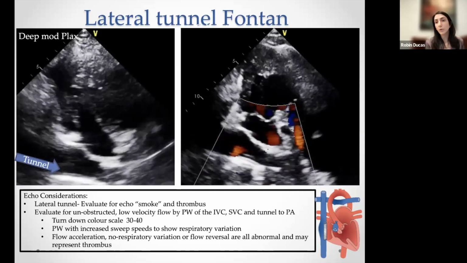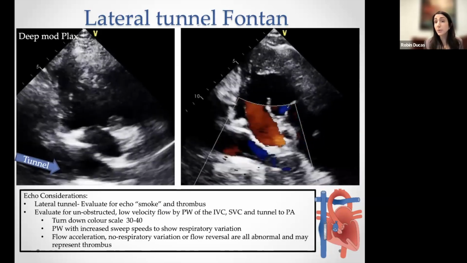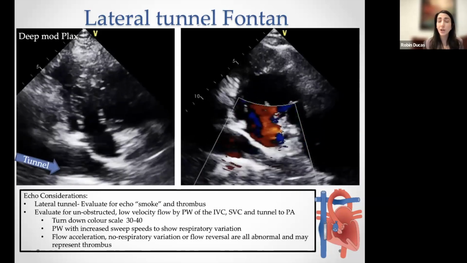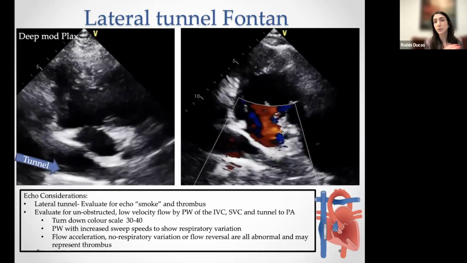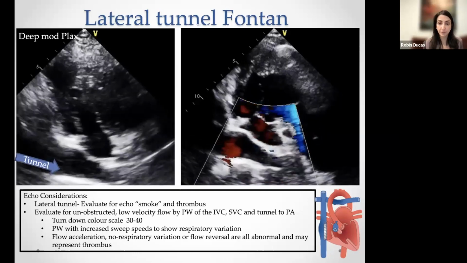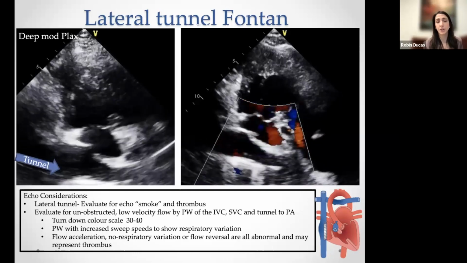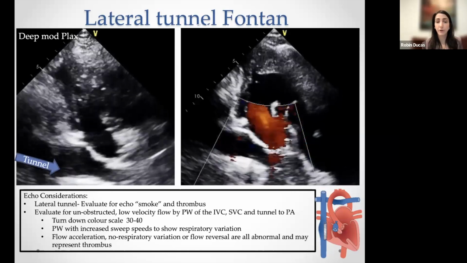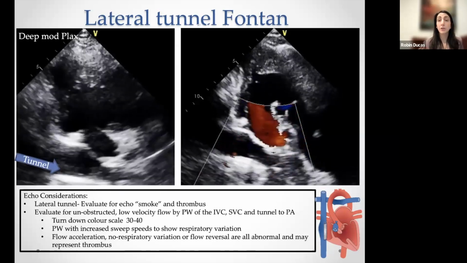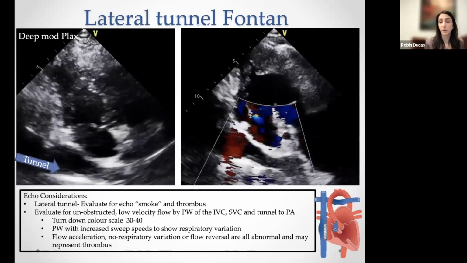And when you are looking for the PW venous flows in those structures, it's helpful to increase your sweep speed to show a few respiratory cycles. Any flow acceleration or lack of respiratory variation can be a concern for stenosis or thrombus in the conduit.